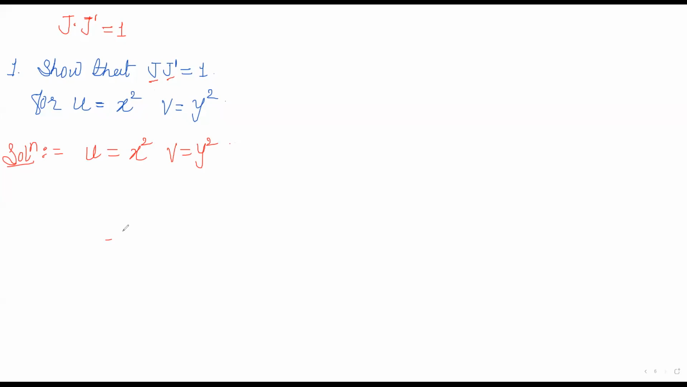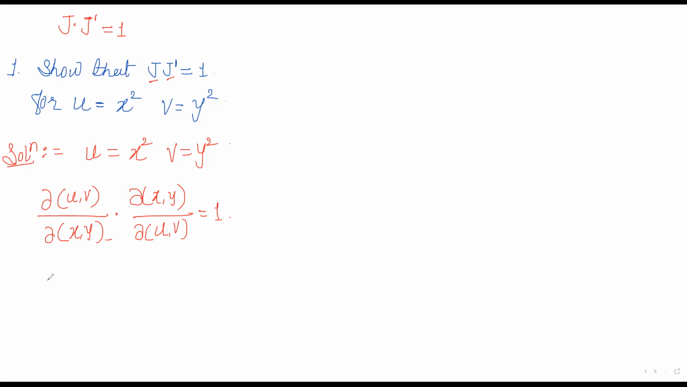Isn't it? Which property do we have to prove? Look here: dou of uv by dou of xy into dou of xy by dou of uv is equal to 1.